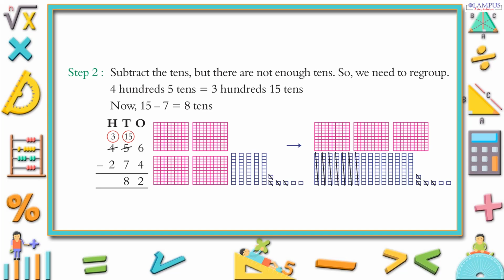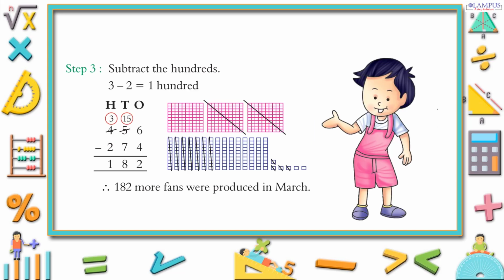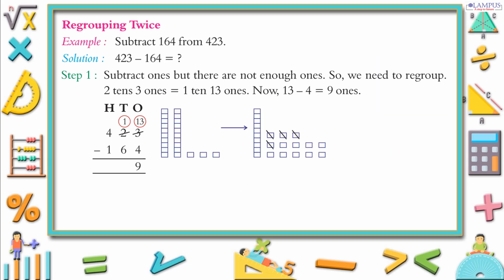Step 2. Subtract the tens, but there are not enough tens. So, we need to regroup. 4 hundreds 5 tens equals 3 hundreds 15 tens. Now, 15 minus 7 equals 8 tens. Step 3. Subtract the hundreds. 3 minus 2 equals 1 hundred. Therefore, 182 more fans were produced in March.